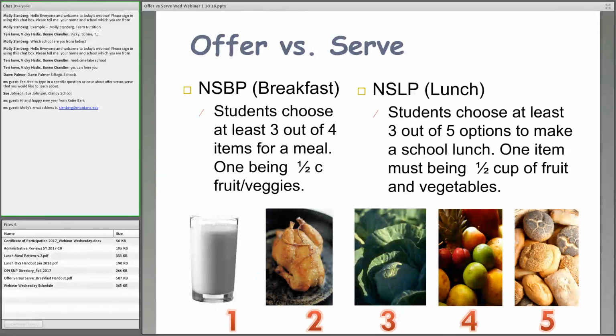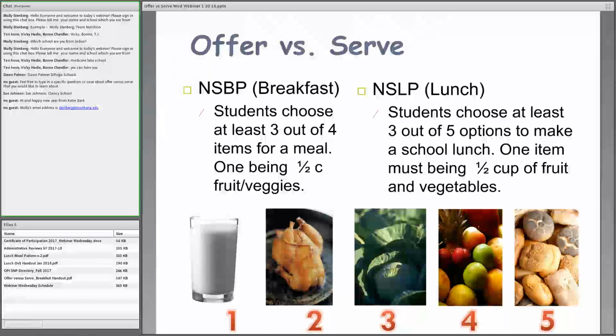So offer versus serve, in the breakfast program, you would be serving 4 items, 4 components, and students choose 3 out of the 4, one of those items being a half cup fruit or veggie. And in the lunch program, your students would choose 3 out of the 5 components which you are offering, and one item must be half cup fruit or vegetables.